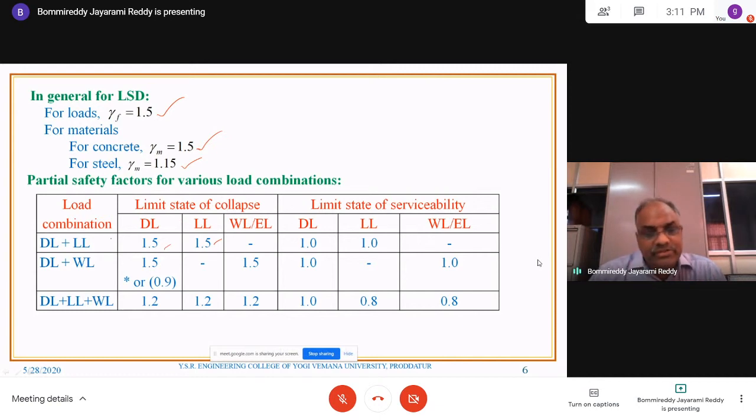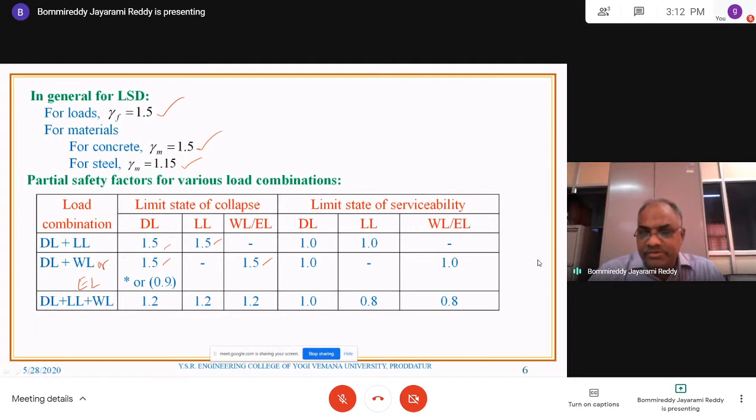Or sometimes wind load is also there, then you have to look for one more combination, either wind load or earthquake load. Only one of these two will be considered for the combination of the load. Dead load plus wind load, or otherwise dead load plus earthquake load. That means consider only wind load or earthquake load, whichever is more. In that case, dead load is multiplied with 1.5, and wind load is also multiplied with 1.5.